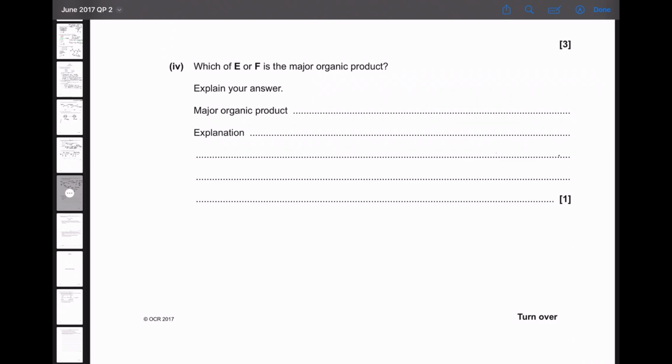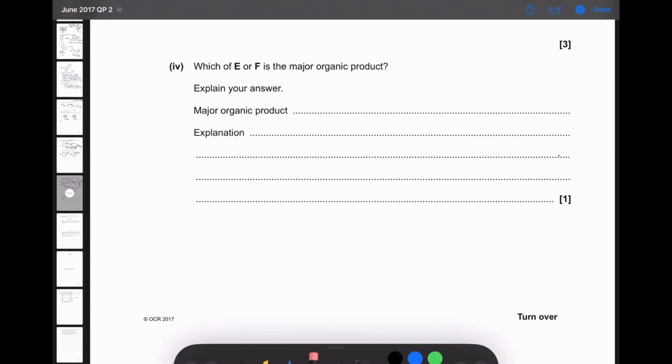So, which of E or F is the major product? Well, the major product is always going to be the most stable. How do we know which one's the most stable? Well, it's going to be the carbocation with the most order. And what I mean by that is secondary is more stable than primary, tertiary is more stable than secondary, and quaternary is more stable than all three. So what that means is the number of carbons attached to it determines how stable it is.